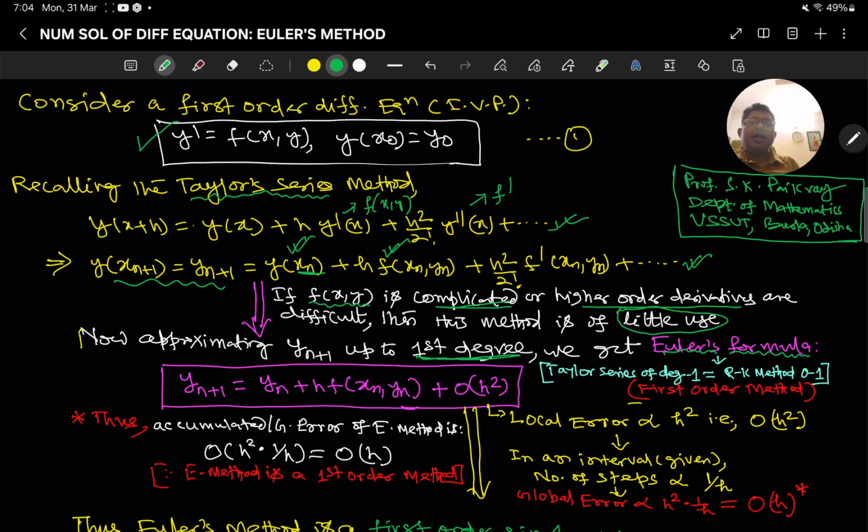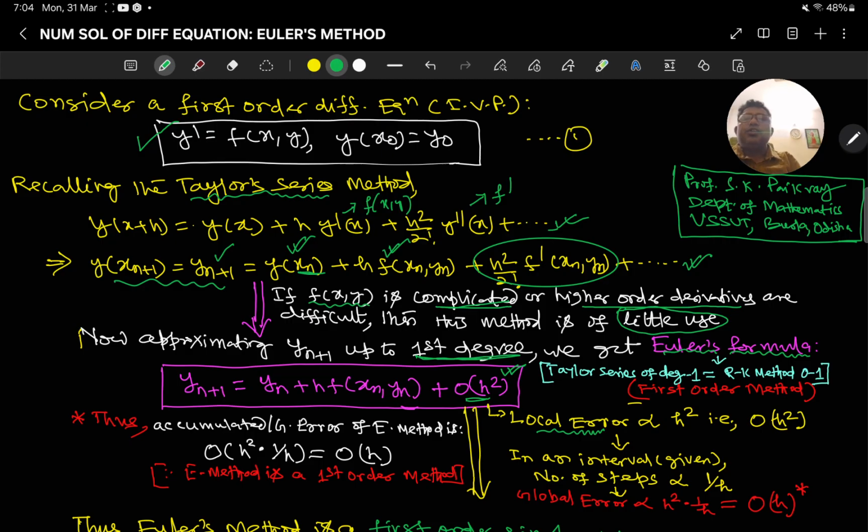So Euler's formula is given by y(xn+1) = y(xn) + h f(xn, yn), and the next term becomes the error term or the remainder term. This is a second degree term, so I write it as order of h². So in Euler's method, this order of h² is my local error.